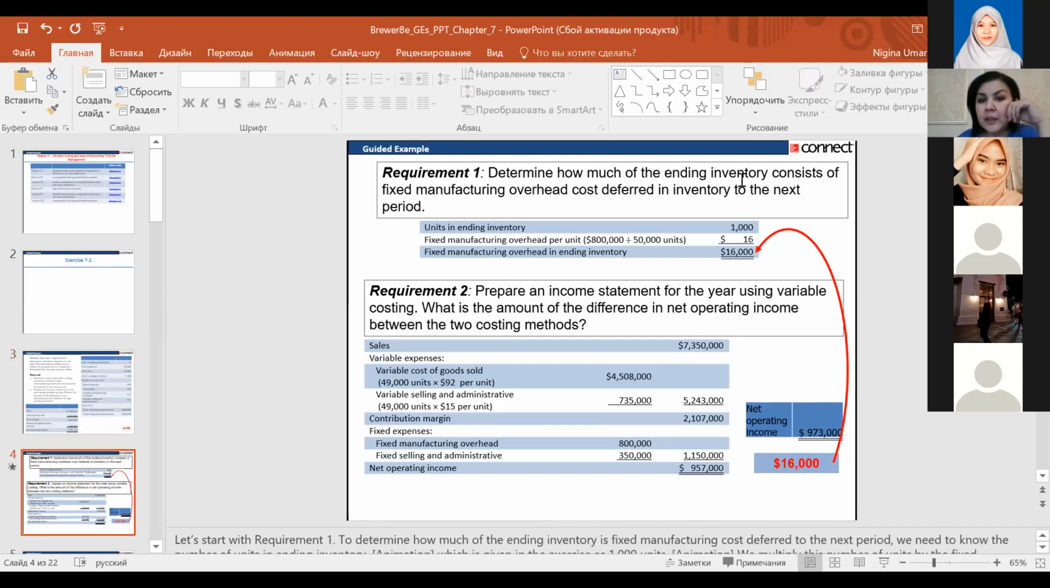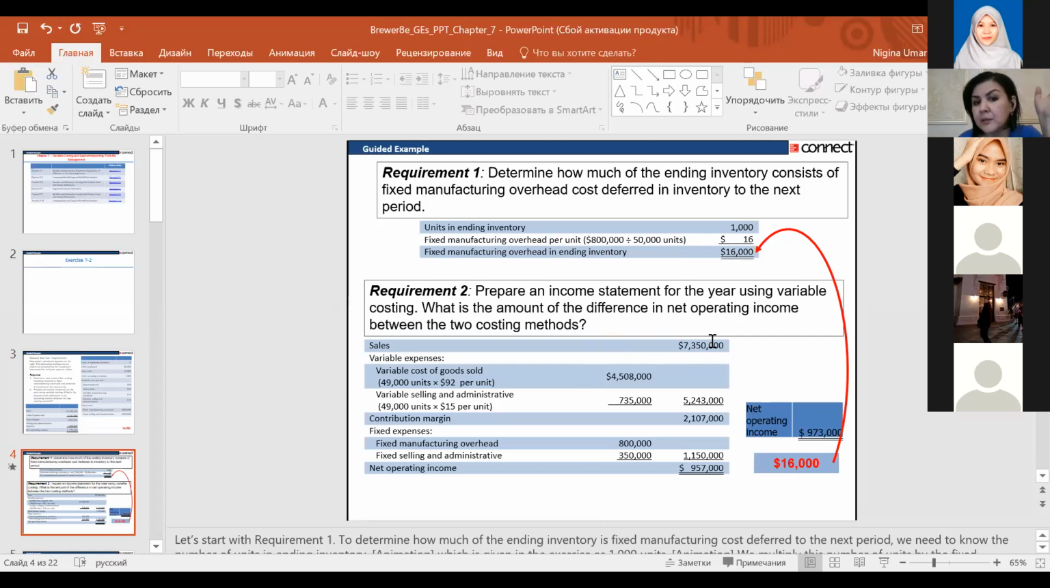Determine how much of the ending inventory consists of fixed cost. So you have calculated correctly. 1,000 of ending inventory, we multiplied by $16 fixed manufacturing overhead per unit. And fixed manufacturing overhead in ending inventory, which resides or is included in ending inventory, 16.